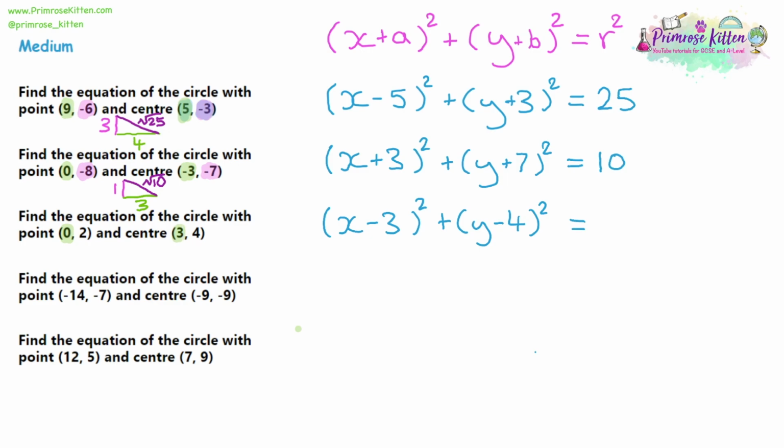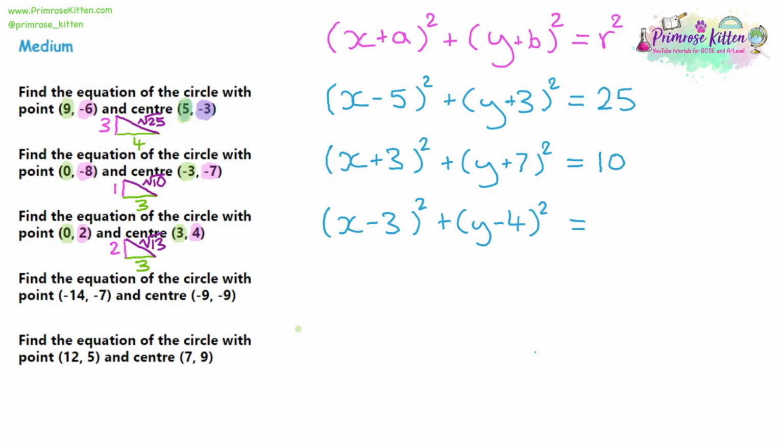Look at the x coordinates. 0 and 3 have a distance of 3. Look at the y coordinates. 4 and 2 have a distance of 2. Turn it into a triangle and use Pythagoras' theorem. So 2 squared plus 3 squared, that will be 4 plus 9, gives us 13. So the hypotenuse is the square root of 13.